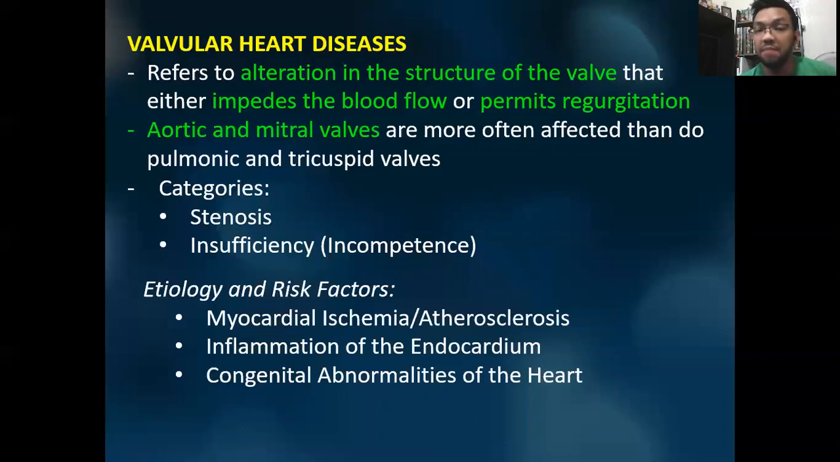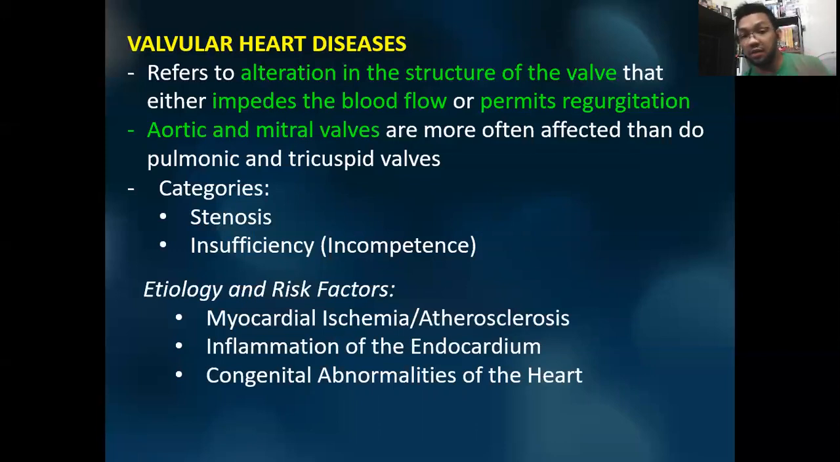And the aortic and mitral valves are more often affected than the pulmonic and the tricuspid valves. And there are two categories. We have stenosis, which means narrowing, or insufficiency or incompetence, meaning the valve is too weak to close. That's why some of the blood will regurgitate or backflow.